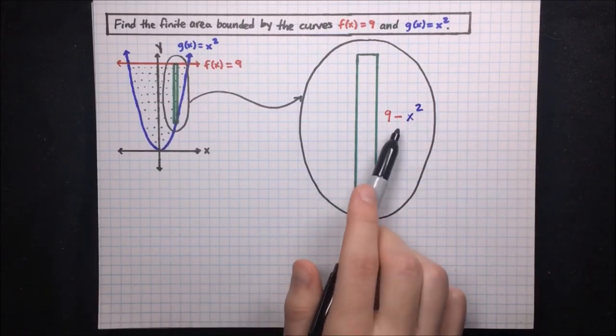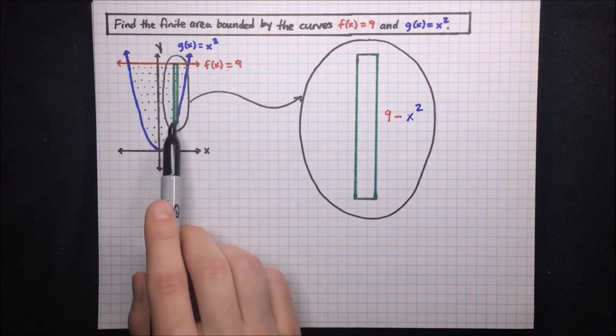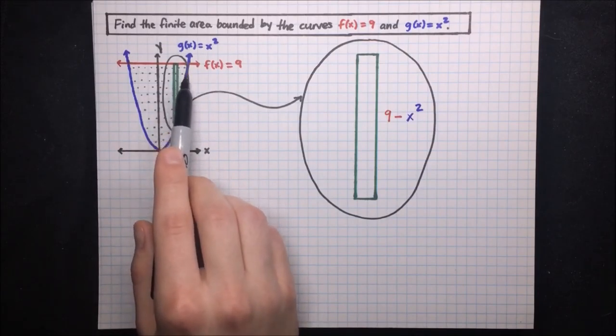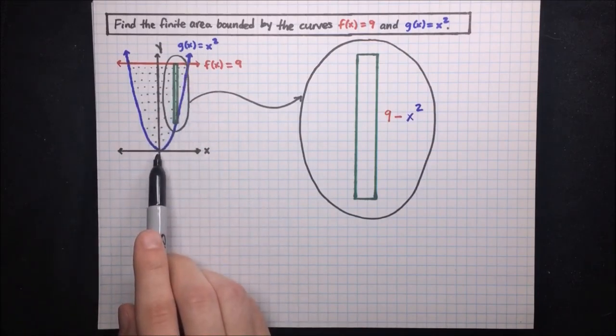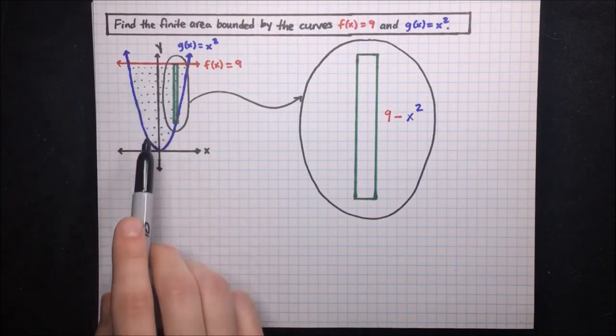So this height here is really a function of x, and that makes sense because the height is changing. For example, compared to this height here, if we move x over to the right, then we're looking at a rectangle which has a shorter height. Whereas if we move it over to the left, for example at x equals 0, then we have the longest rectangle which has a full height of 9.